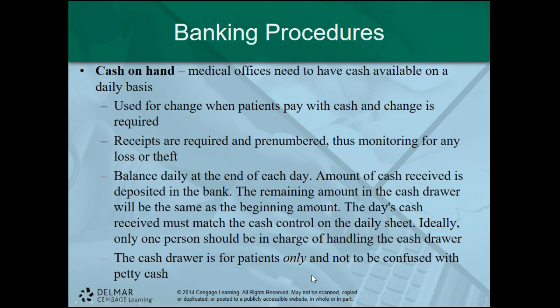So cash on hand, medical offices need to have cash available on a daily basis. It's used for change when the patients pay with cash and the change is required. Receipts are required and pre-numbered, thus monitoring for any loss or theft. We have to balance out our cash daily at the end of each day, and the amount of cash received is deposited into the bank. The remaining amount in the cash drawer will be the same as the beginning amount. So anything we take in extra above what we started with that day is going to be deposited so that we end up with the same amount every day.